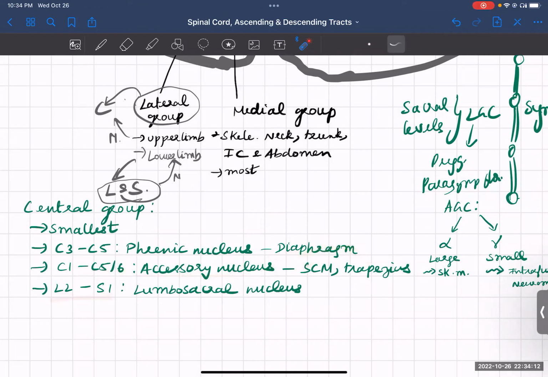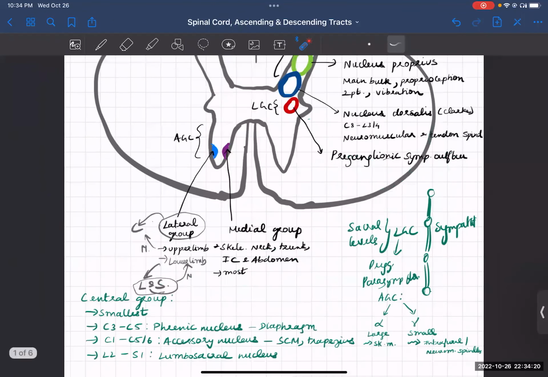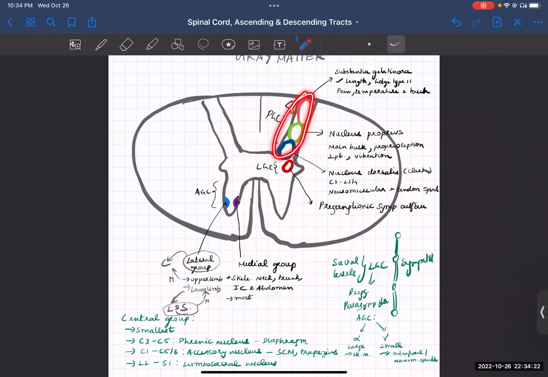L2 to S1 forms your lumbosacral nucleus. So these are some facts about central group that you must remember. Again, as a revision, in posterior gray column, you have three main nucleus. In lateral gray column, you have one. And in anterior gray column, you have three, which is your medial, lateral, and your central.